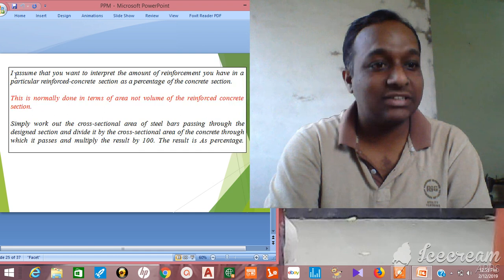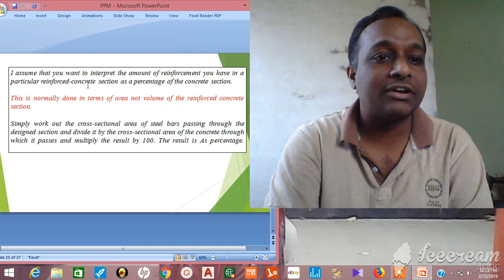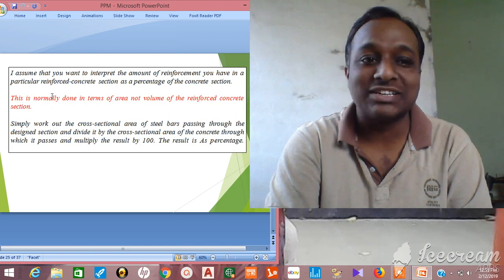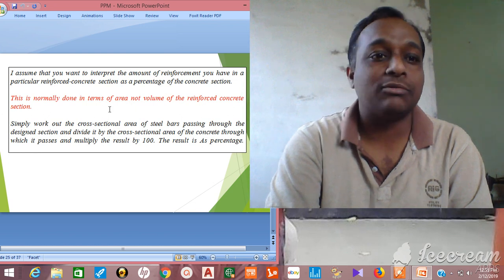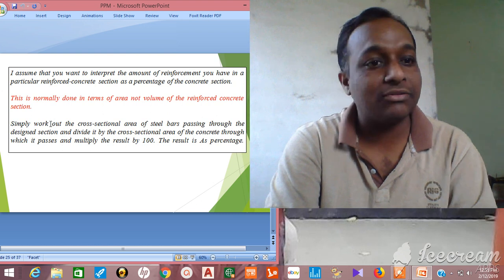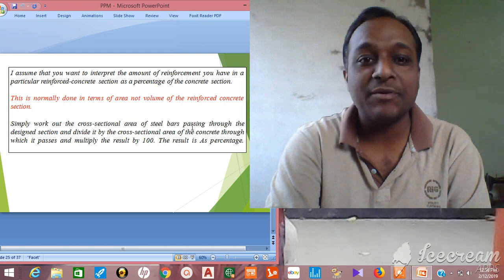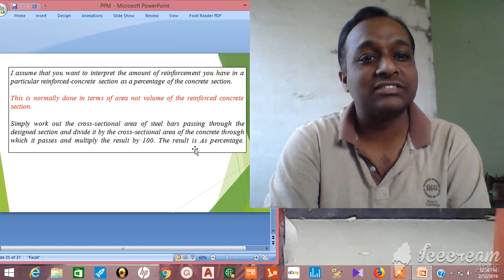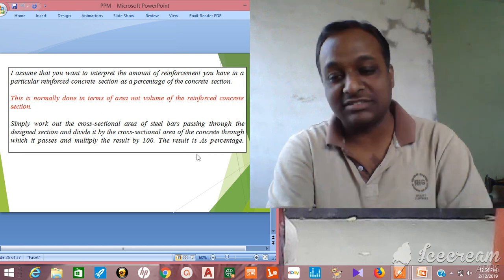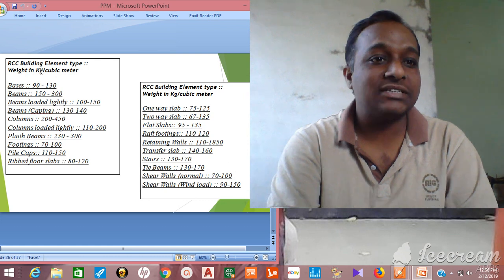The next answer is, I assume that you want to interpret the amount of reinforcement you have in a particular reinforced concrete section as a percentage of the concrete section. This is normally done in terms of area, not volume, of the reinforced concrete. This is also an answer from one of the researchers, where I have referred to this research paper. Simply work out the cross sectional area of steel bars passing through the designed section, divide it by the cross sectional area of the concrete through which it passes, and multiply the result by 100, and the result is given as the percentage.